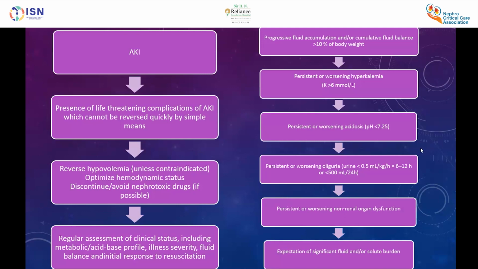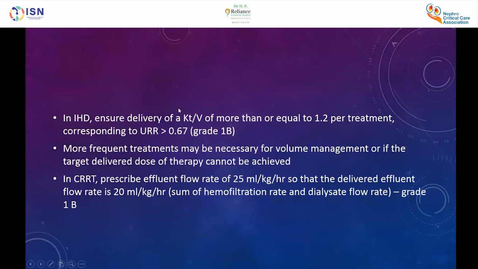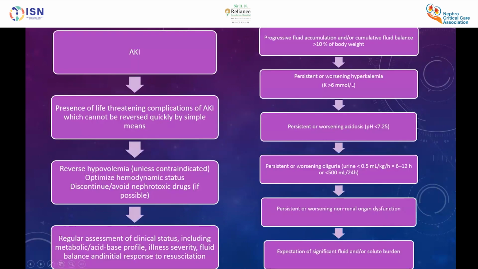If any of these indications, that is hyperkalemia, acidosis, worsening oliguria or non-renal organ dysfunction, or significant fluid or solute burden, are there, then we definitely switch over to RRT. But if not, then we again go back to reversing the hypovolemia or optimizing the hemodynamics, and regular assessment of the clinical status, which includes the acidosis and lab parameters.